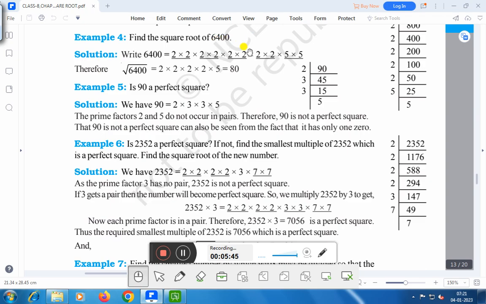Find the square root of 6400. Here you see, you got it as 80.